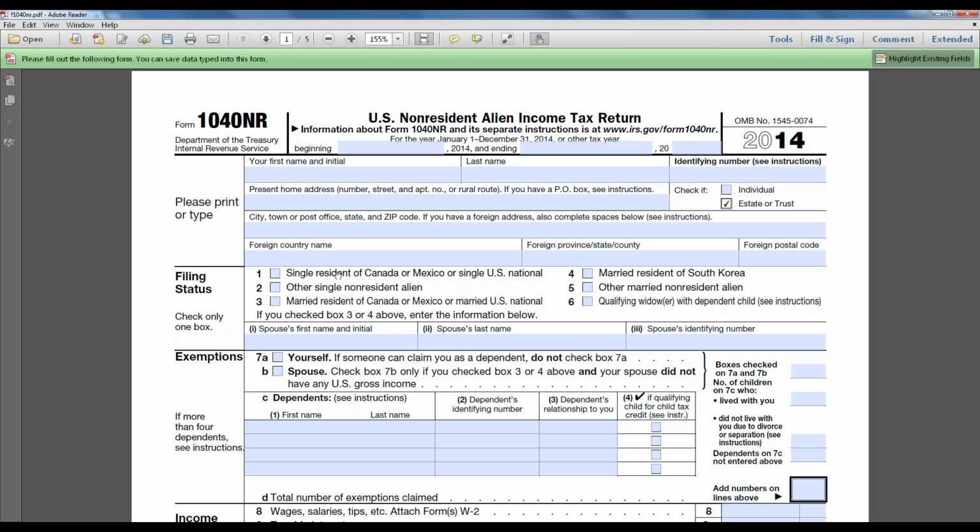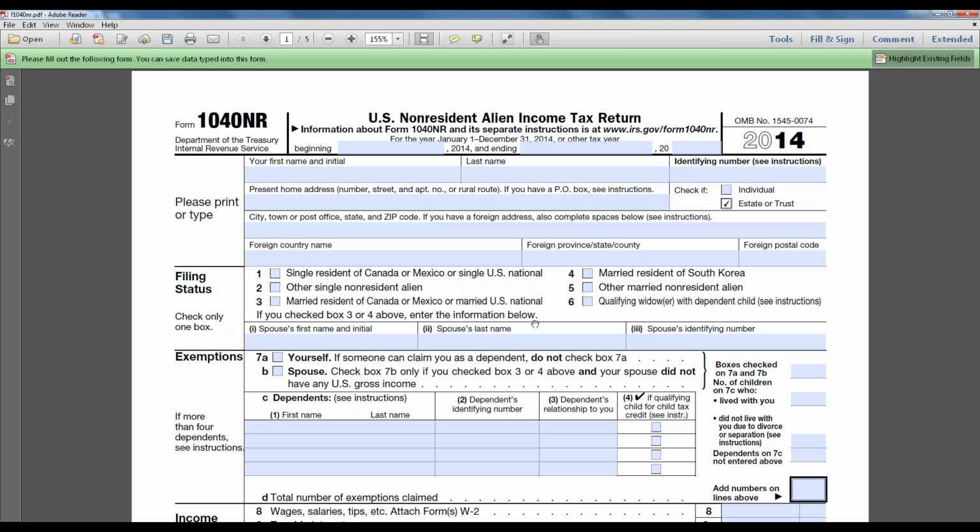Residents of Canada or Mexico have a special arrangement with the United States. They've had it for a long time. Married residents of South Korea, another special arrangement. Other single non-residents, other married non-residents. So that's the filing status. And the filing status is an art form with this tax law, because the filing status doesn't always have any determination on the amount of tax.